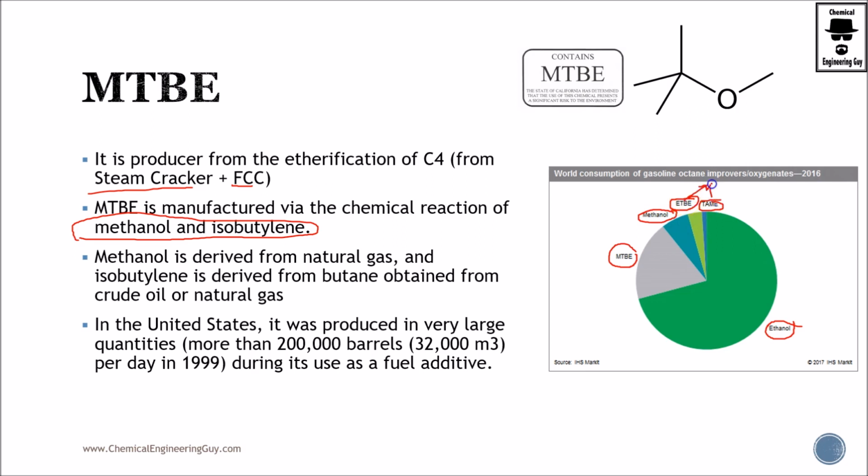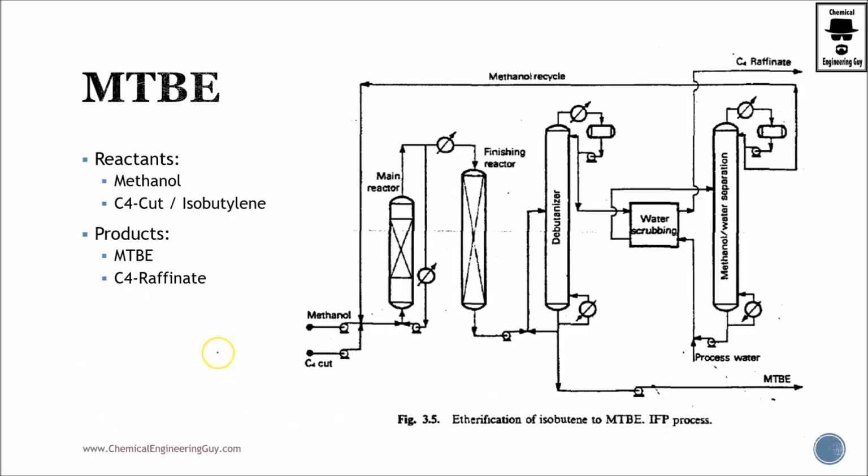We're going to see those later on. Those are actually related to the C5 cut. Methanol, you already know how to produce methanol. And in the US, you will see that MTBE production is very high because you have to increase the quality of gasoline. So something around 200,000 barrels a day will be used for gasoline.